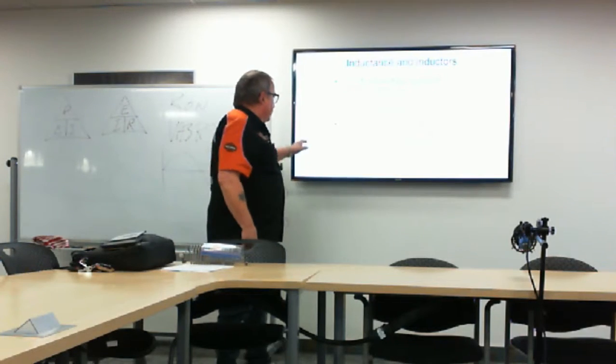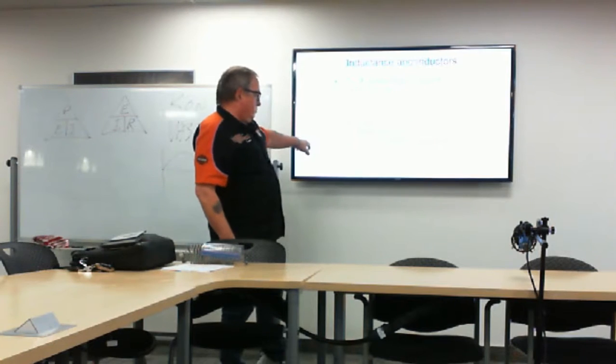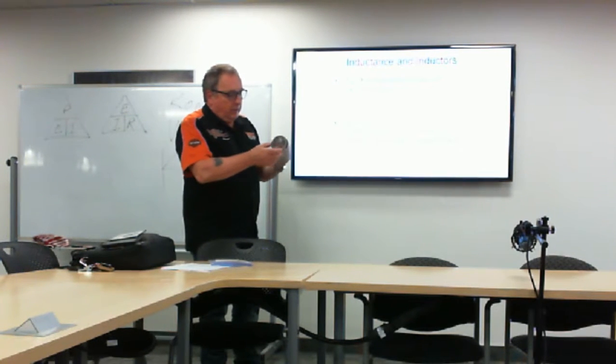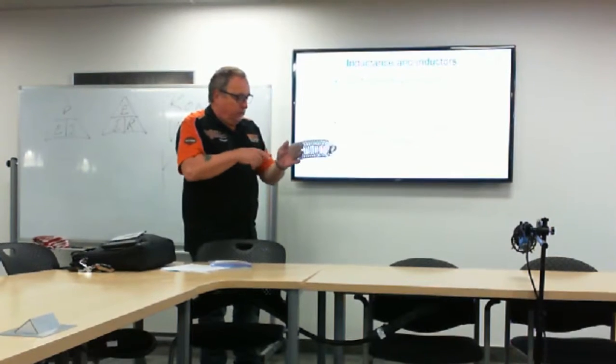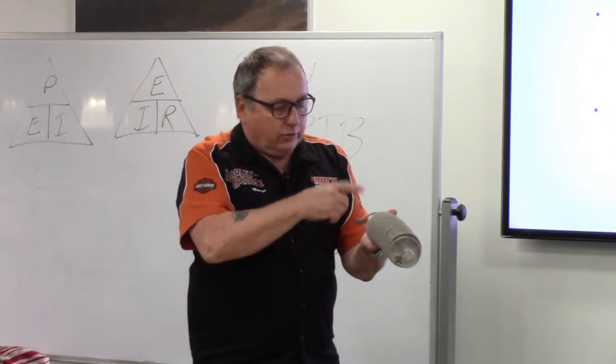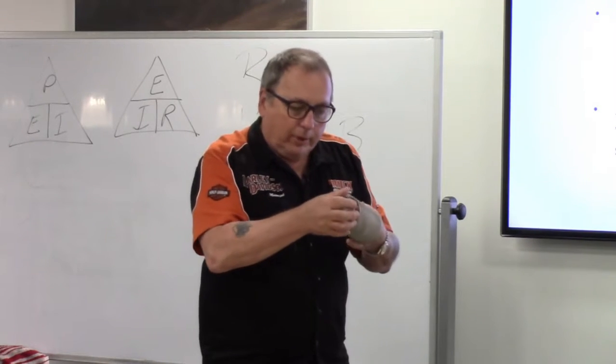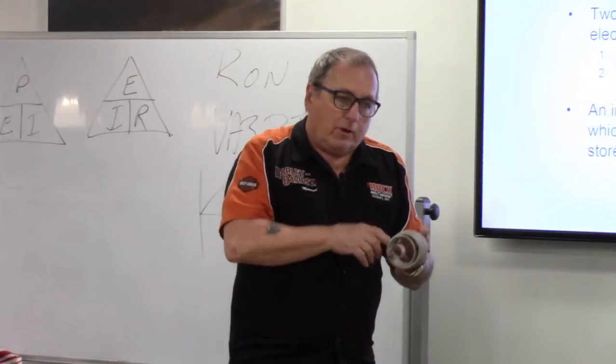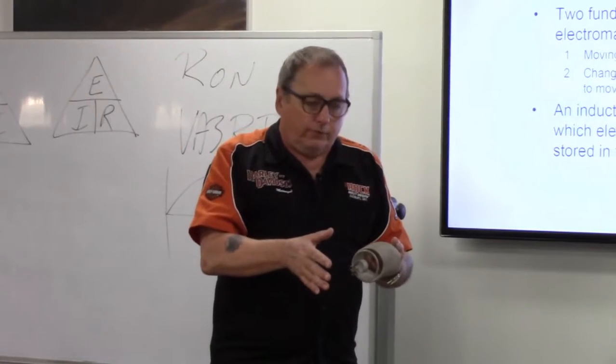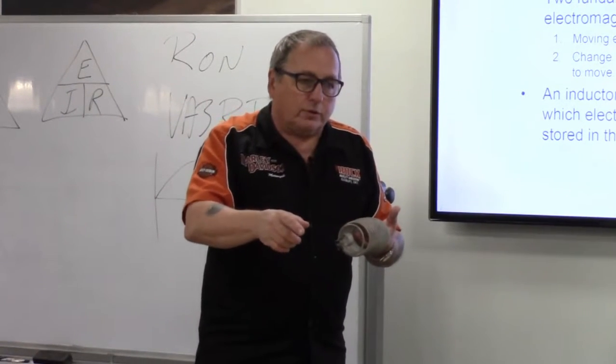So an inductor is a coil of wire. If we take wire and we coil it up, it becomes an inductor. Now, this inductor will have current flowing through it, and each of those magnetic fields will add to each other so that it becomes stronger and stronger as the amount of current goes through it. More current, stronger the field. More number of turns, stronger the field.